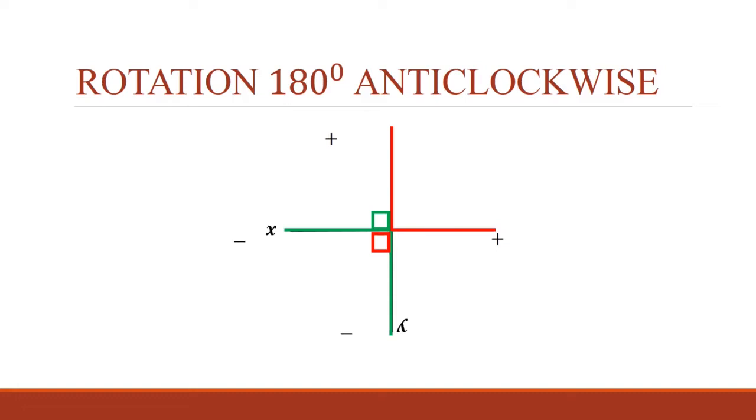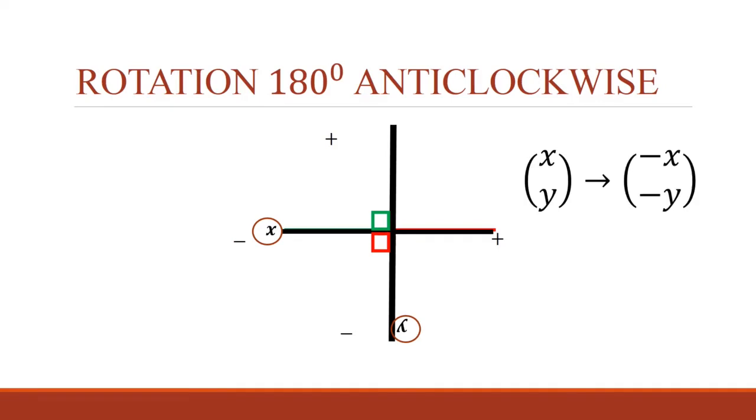After performing 180 degrees anticlockwise rotation, it is observed that on the x-axis we have the value x, and this x is appearing on the negative side of the x-axis. Now on the y-axis, it is observed that after performing 180 degrees anticlockwise rotation, we have the value y, and this y is appearing on the negative side of the y-axis.